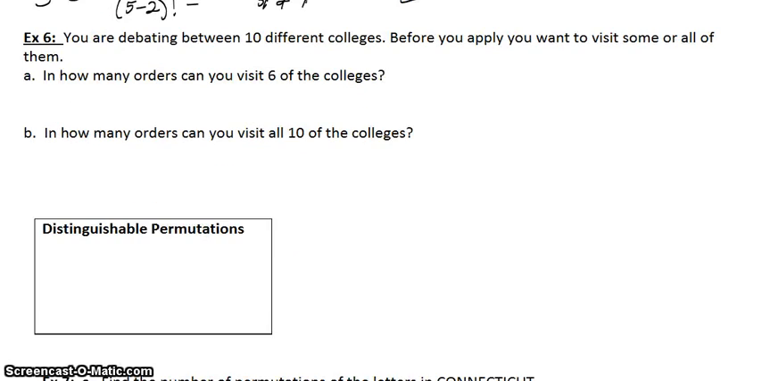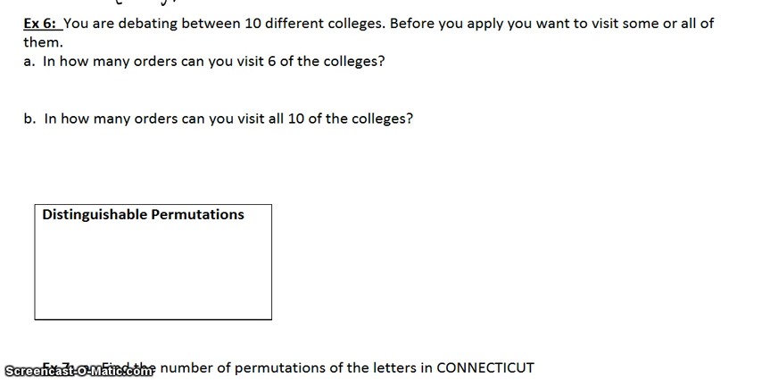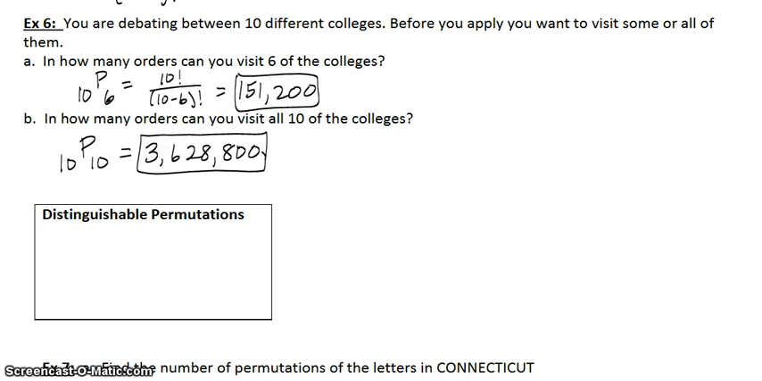Example 6, I'd like you to read this one and see if you can get the setup and the answer on your own before I say anything. So pause right now and try these 2 problems. All right, if you have unpaused, example 6a, you should have 10 permutation 6 for your setup, and the answer is 151,200. And for part B, you should have 10 permutation 10, which is 3,628,800.